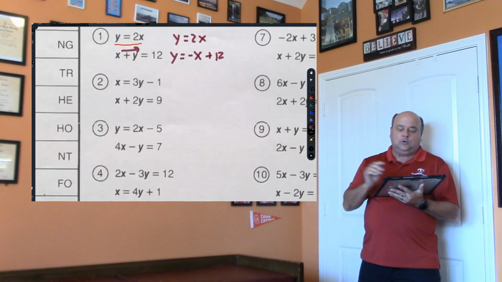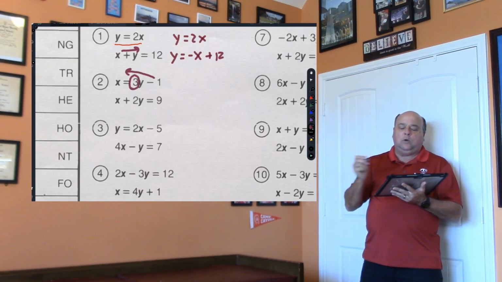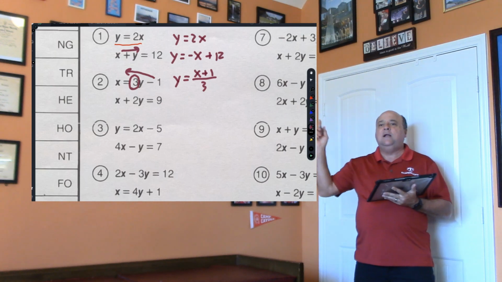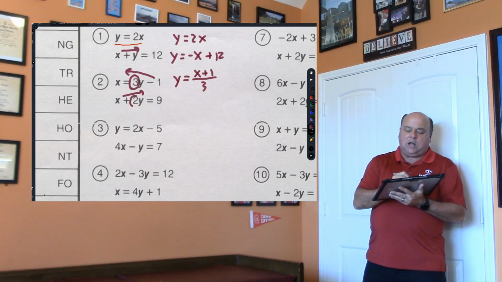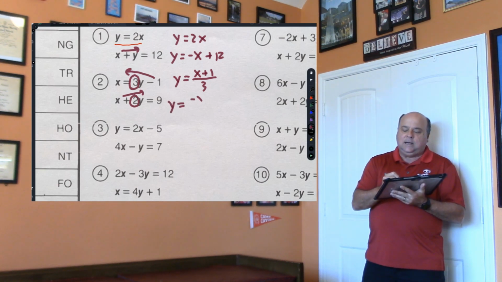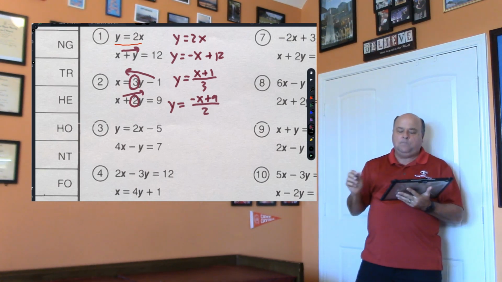Let's go to number 2. Okay, we have to move the 1 across, and this 3 will go on the bottom. So we're going to get y equals, the 1 goes across, the x doesn't change, and the 3 goes on the bottom. That's what I'm going to graph. On this one right here, the x goes across, the 2 goes on the bottom. So I'll have y equals negative x plus 9 all over 2. Remember, you put the x first and then the number, okay?